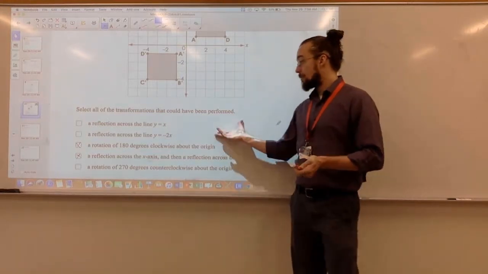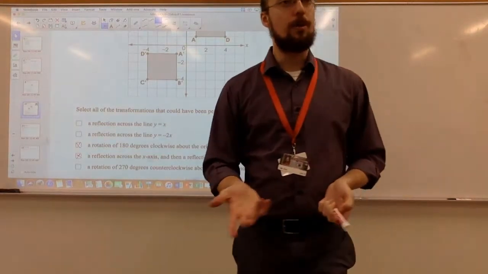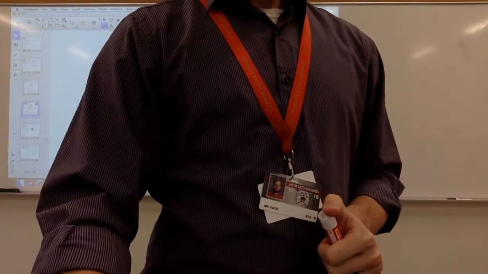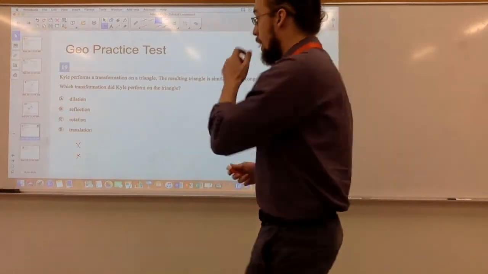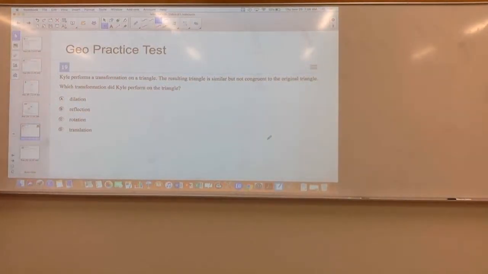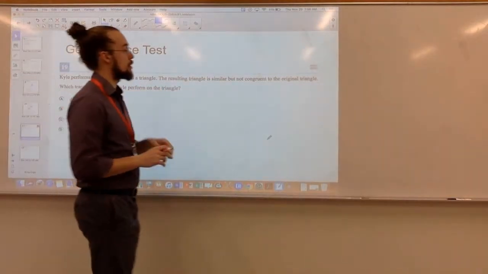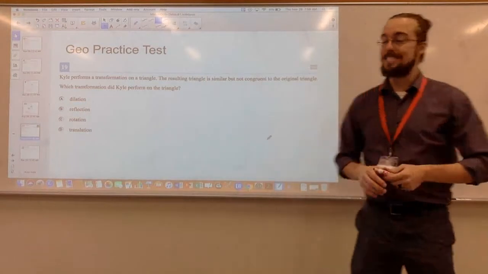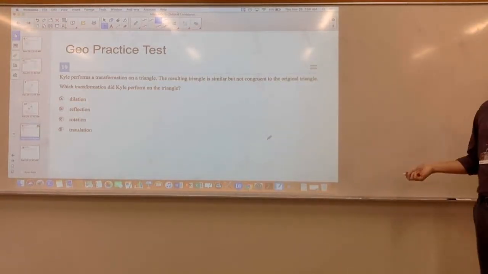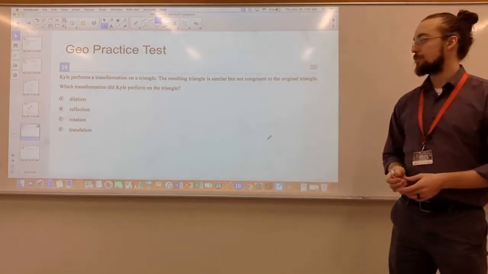So obviously we've seen a lot of these select all that apply questions for transformations. Those seem to be pretty popular. They also like the idea of seeing if you know which transformations preserve congruence. So it says Kyle performs a transformation on a triangle. The resulting triangle is similar but not congruent to the original triangle. What did he do? Dilation, reflection, rotation, translation.